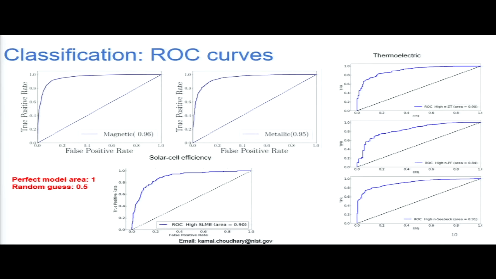So here we're saying that if you give a material, it will quickly tell you whether the material has high power factor or not, high Seebeck coefficient or not, or high solar cell efficiency or not.